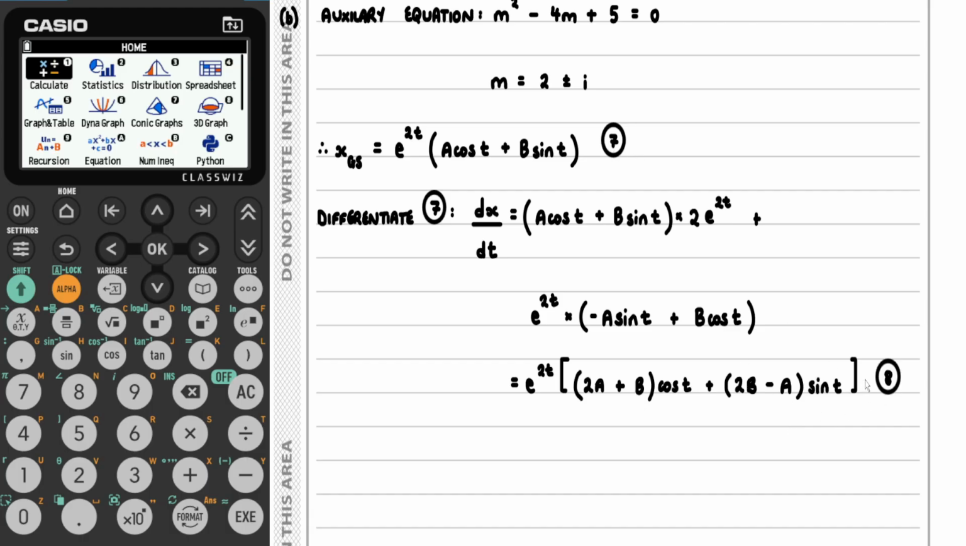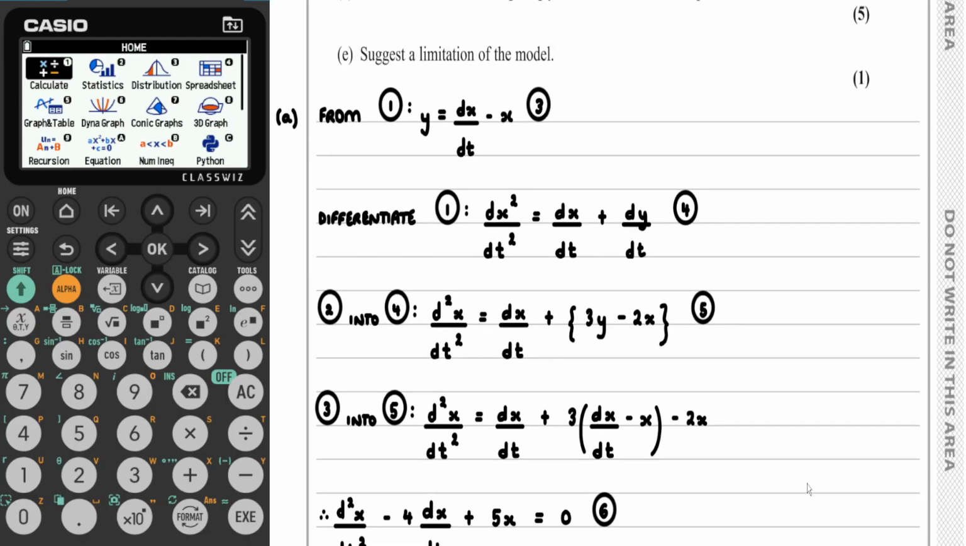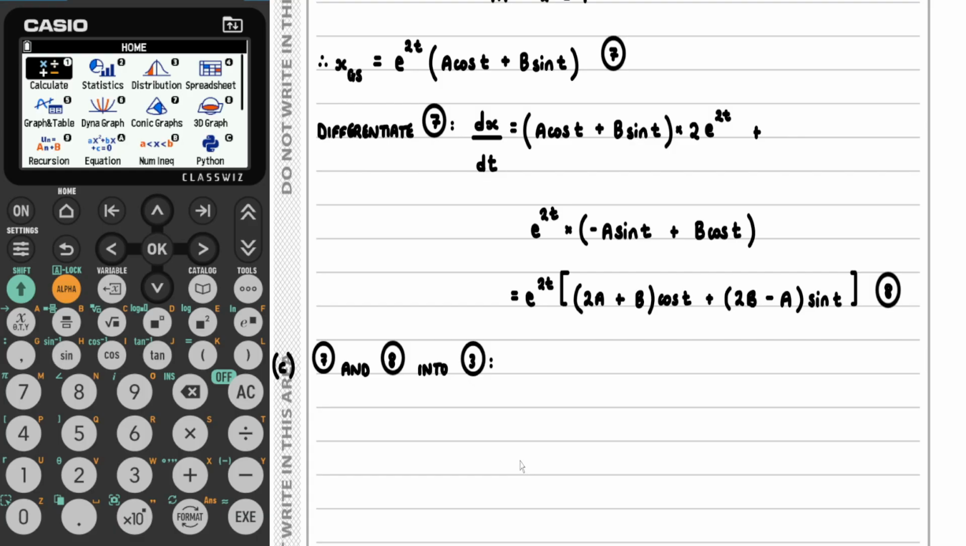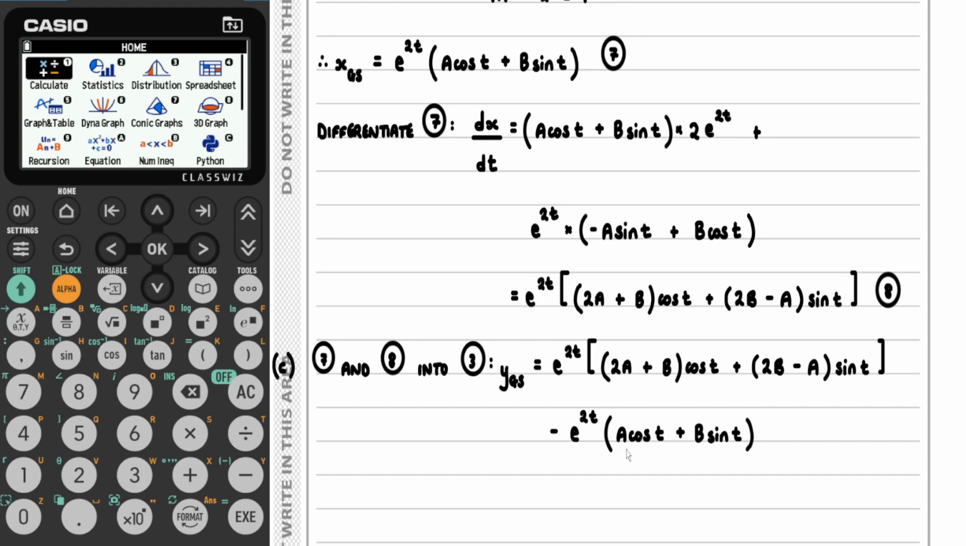And we now need to substitute equation 7 and equation 8 back into equation 3. So y general solution is then equal to e to the 2t times ((2a plus b) cos t plus (2b minus a) sin t) minus e to the 2t times (a cos t plus b sin t). And if I tidy this up, we end up with e to the 2t multiplied by ((a plus b) cos t plus (b subtract a) sin t), which I will call equation 9.